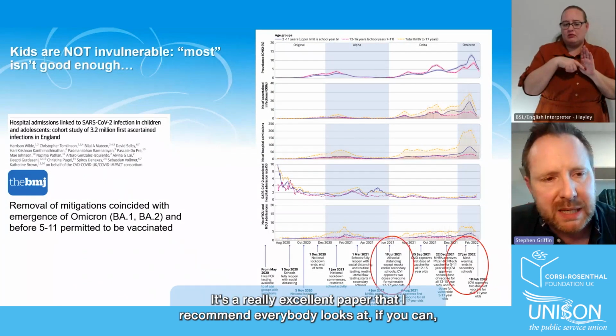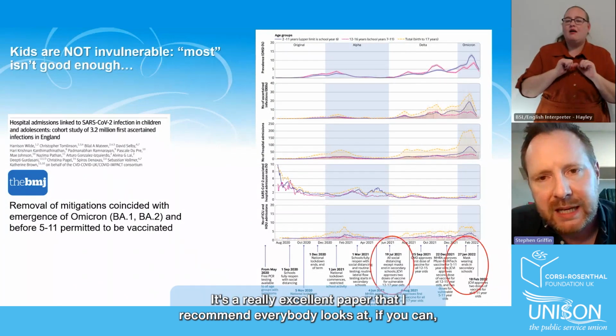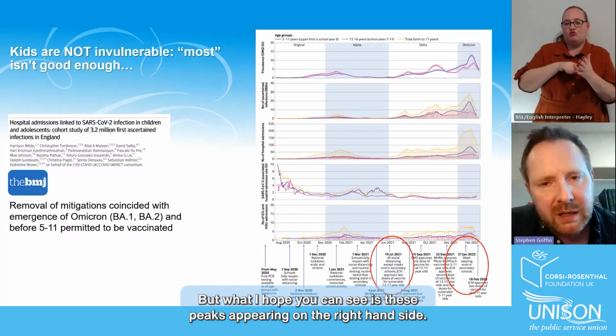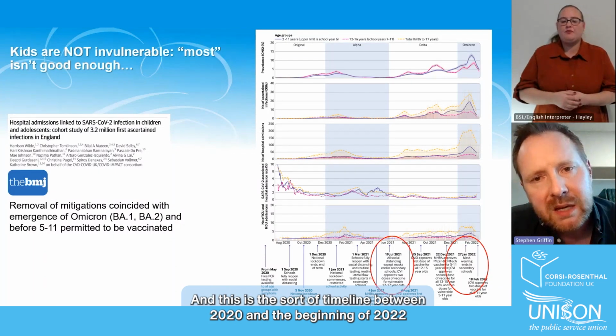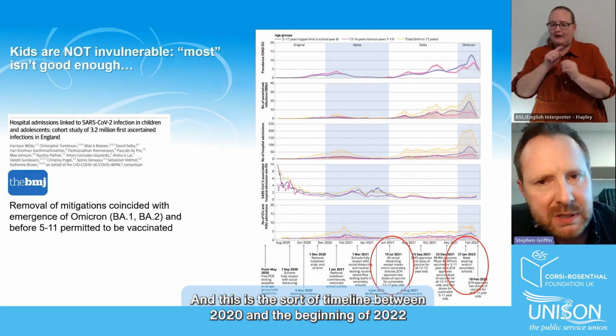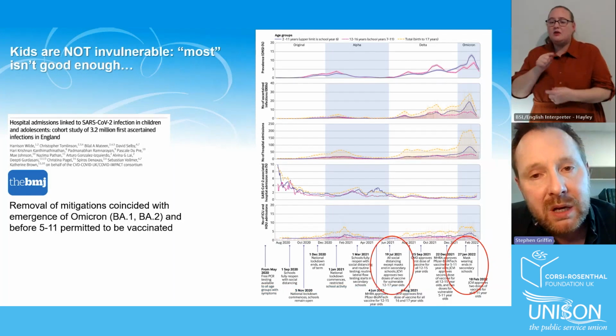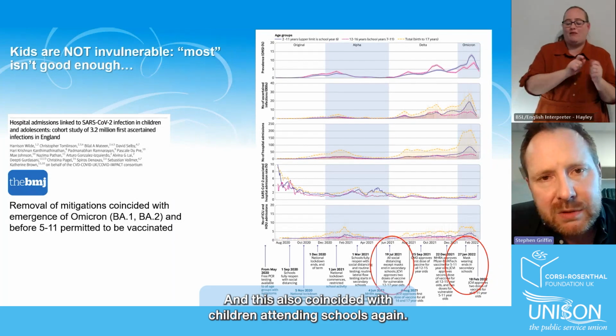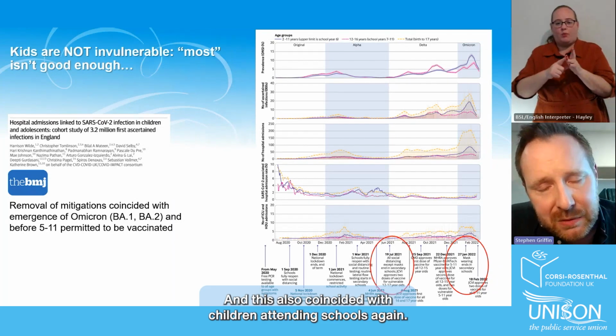It's a really excellent paper that I recommend everybody looks at if you can, on the left here in the BMJ. But what I hope you can see is these peaks appearing on the right hand side, and this is the sort of timeline between 2020 and the beginning of 2022, where we shifted from Alpha to Delta to Omicron. And this also coincided with children attending schools again.